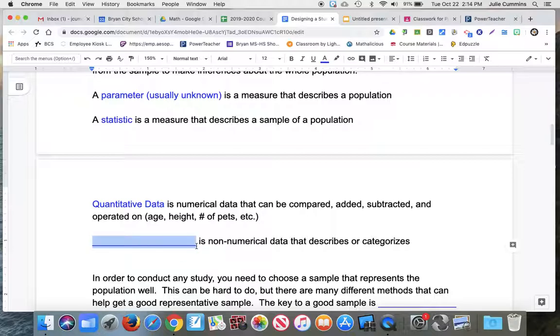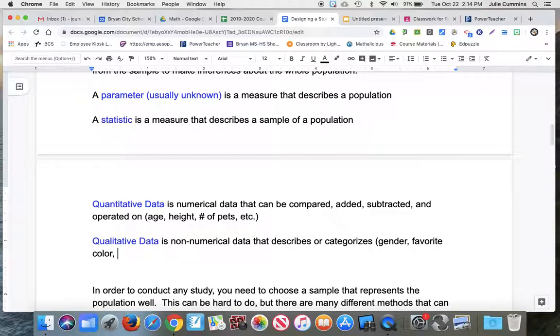The other type of data that we often deal with is called qualitative. That is non-numerical data, and that describes or categorizes. So something like gender, someone's favorite color, who they're going to vote for. Those are not numbers. You can't add, subtract, and those types of things with those things. So we call them qualitative data.